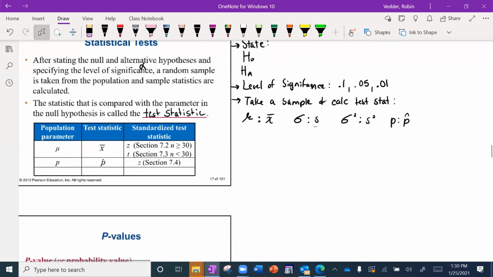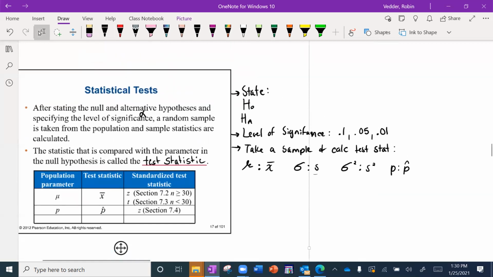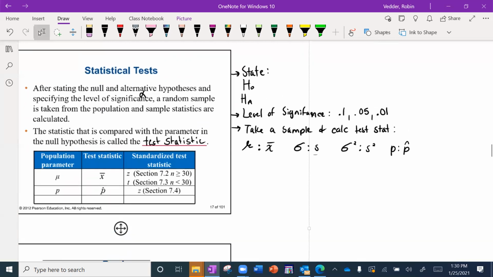And these just literally say what I've written out here in chart form. So 1, state the null hypothesis and alternative. Step 2, find the level of significance, that's usually stated in the problem. Step 3, take your sample and calculate your test statistic.